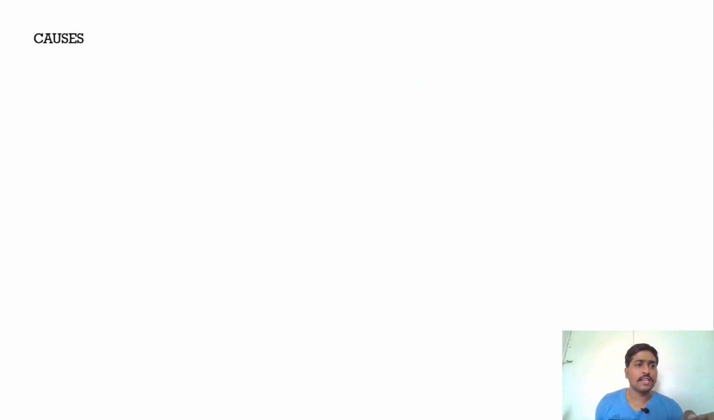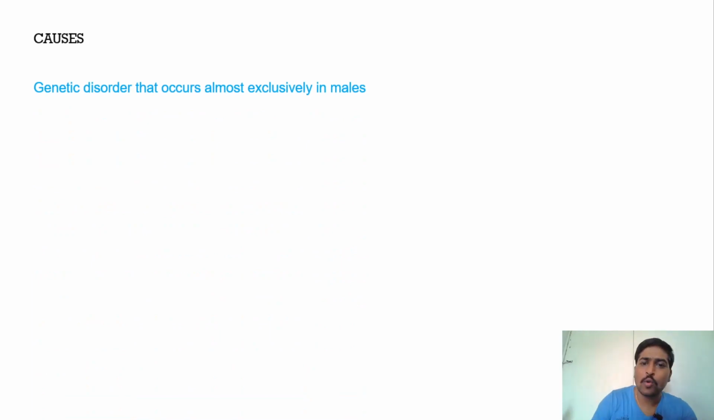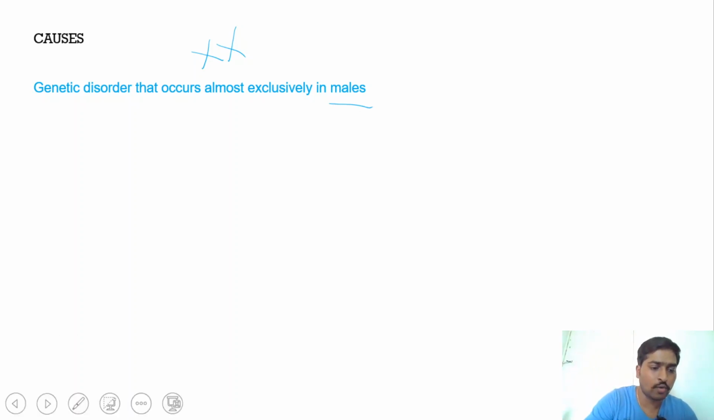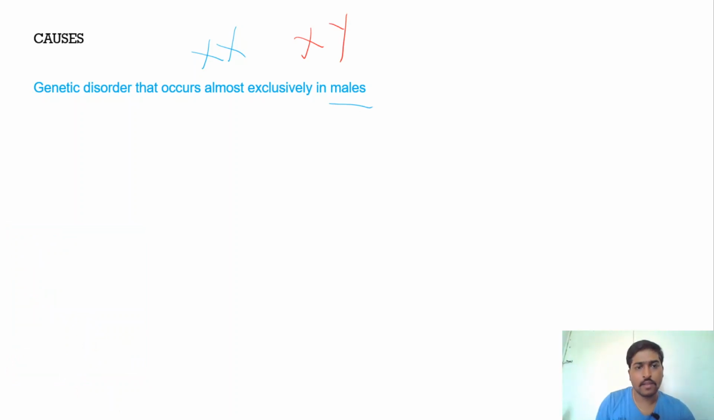Now, next is the causes of G6PD deficiency. The first cause of G6PD deficiency is that it is an X-linked recessive disorder. X-linked recessive disorder means only males will be affected. Why? Because females have two chromosomes called X and X, whereas males have two chromosomes called X and Y, right?